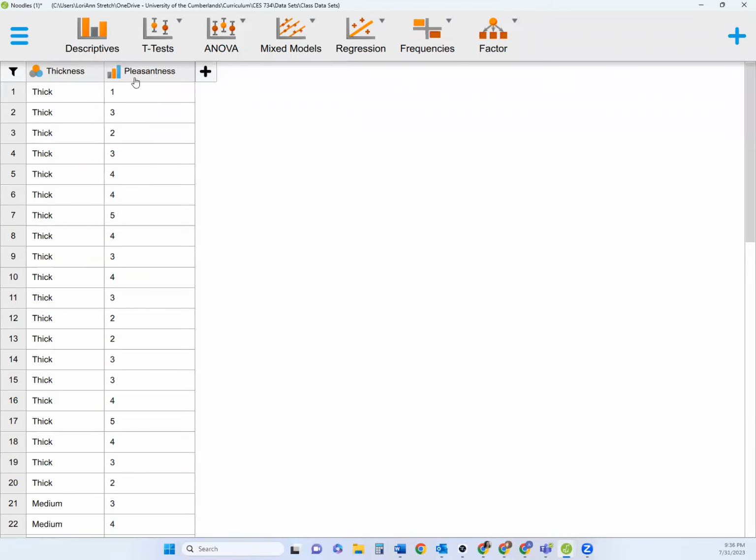All right, now pleasantness is currently listed as an ordinal number, which in reality is actually correct. It is ordinal. We're going to set it to scale because we're going to use an ANOVA to compare these groups to see if there's differences. Now, I am fully aware that these are ordinal numbers and that they are not equally distanced apart, and this is not the best use of the statistical analysis, but for the purpose of the data set and the example, we're going to pretend like these are scaled.